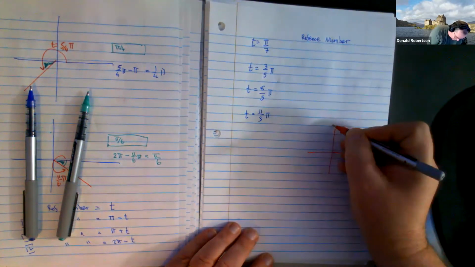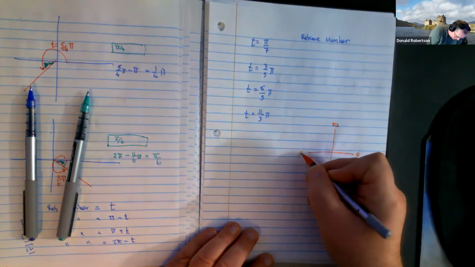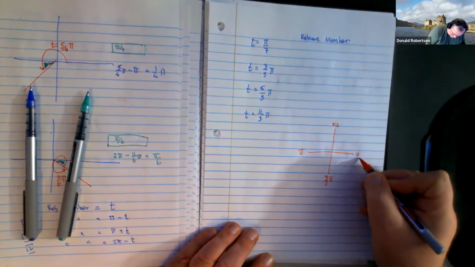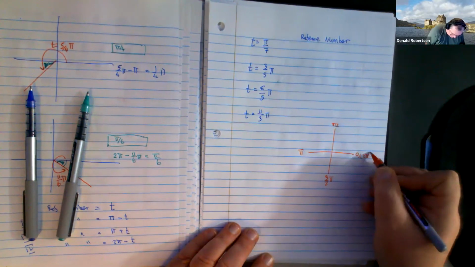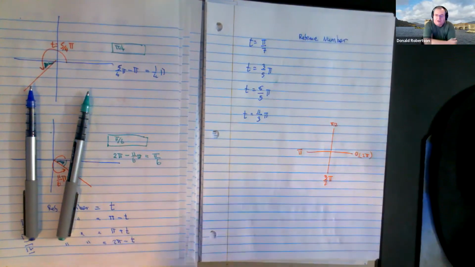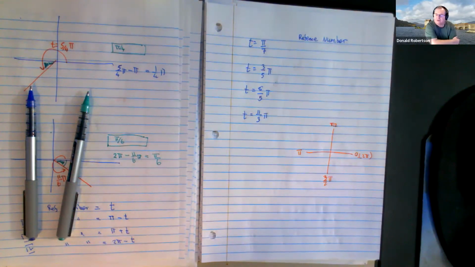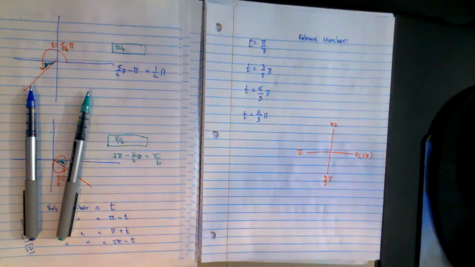0, half pi, pi, 1.5 pi, and I guess 2 pi. Which quadrant is 1/7 pi in? So one of these four, which one is it? The first. Great.